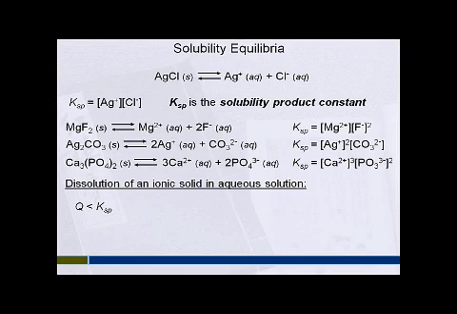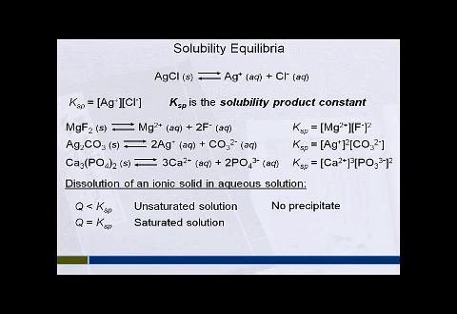If that Q value calculates to be less than the Ksp, the solution is unsaturated and no precipitate would form. If they are equal, the solution is saturated. And if you get a Q value that is greater than the Ksp, you might form a supersaturated solution, but more commonly, a precipitate will be seen.